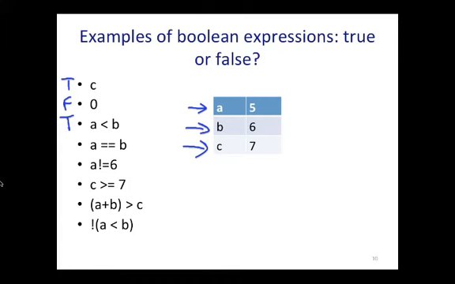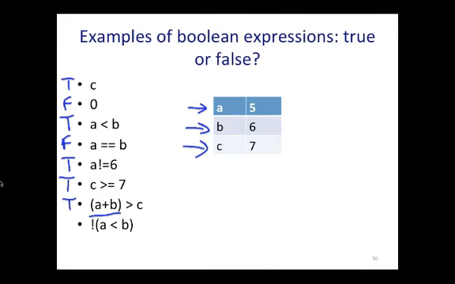You can see A is not equal to B. Down here, we're asking, is A not equal to 6? Well, in fact, that's true. A is not equal to 6, so that's a true statement. C is greater than or equal to 7 because it's equal to 7. If we add A and B, we get 11, and 11 is greater than C.